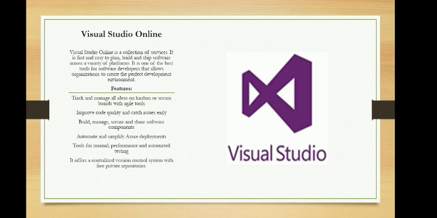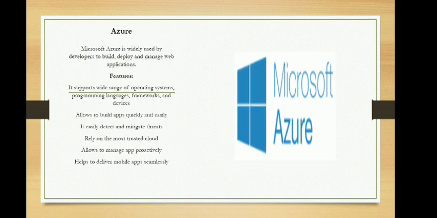Features: track and manage all ideas on Kanban or Scrum boards with Agile tools. Improve code quality and catch issues early. Build, manage, secure, and share software components. Automate and simplify Azure deployments. Tools for manual performance and automated testing. It offers a central version control system with private repositories.